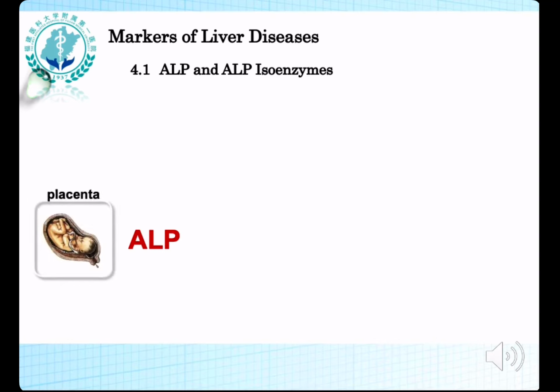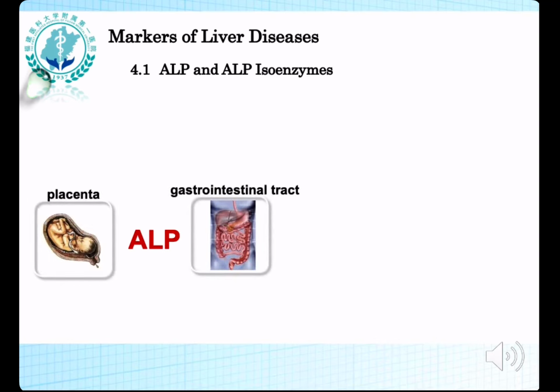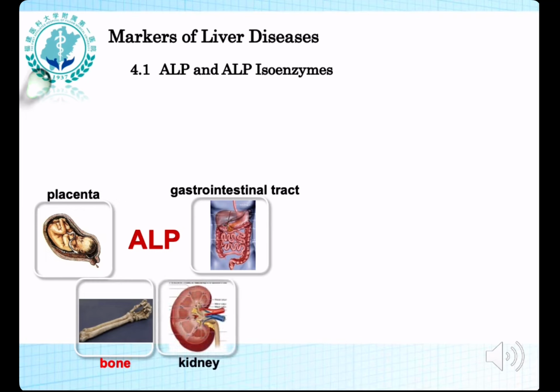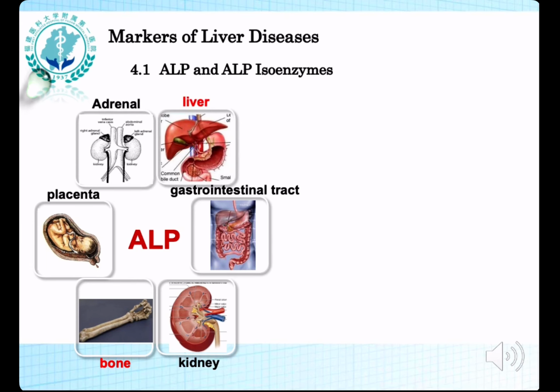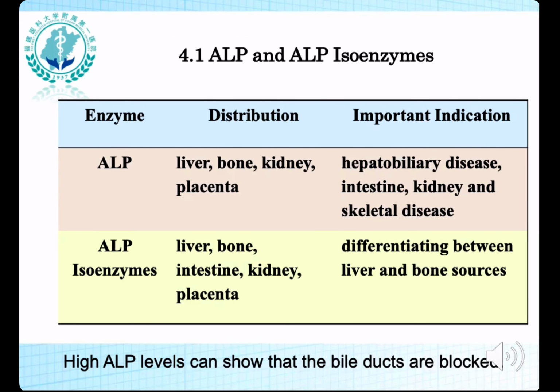For humans, ALP is present in almost all tissues, but particularly concentrated in liver, bone, kidney, placenta, bile duct, and GI tract. ALP is an important indicator of many diseases, such as hepatobiliary, intestinal, kidney, and skeletal disease. ALP isoenzymes are distributed in different organs and tissues, and their levels are used to differentiate disorder sources between bone and liver by electrophoresis.